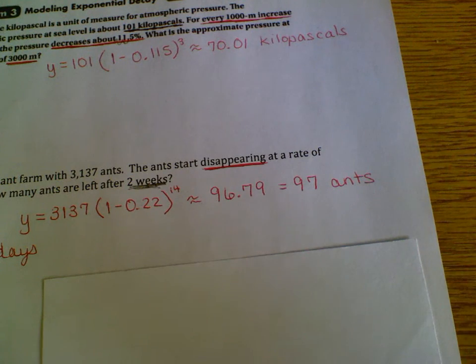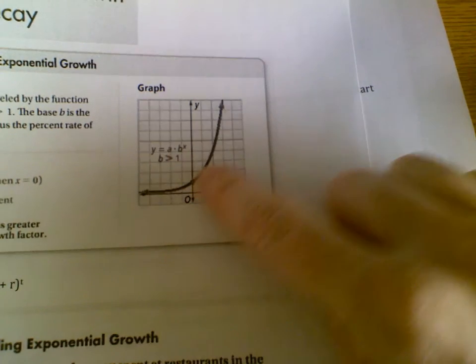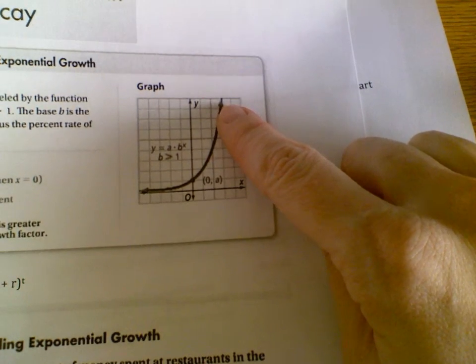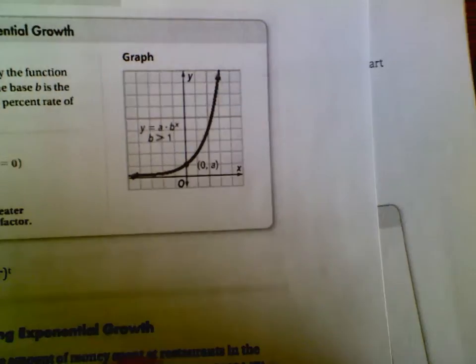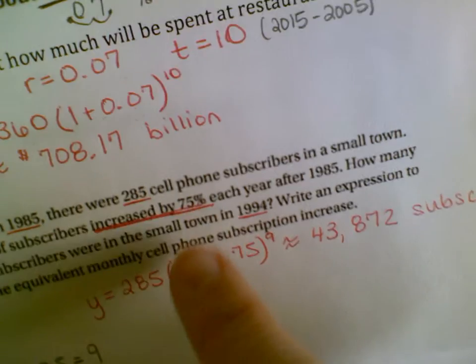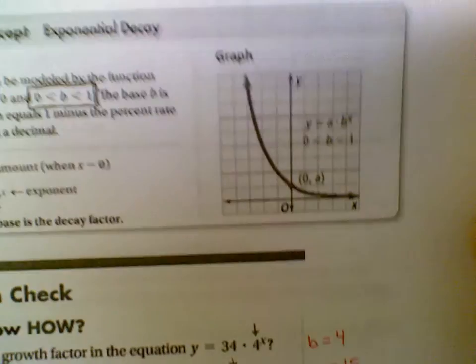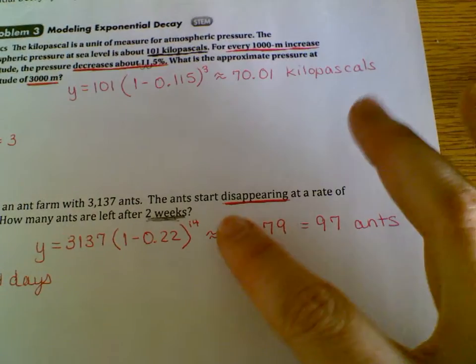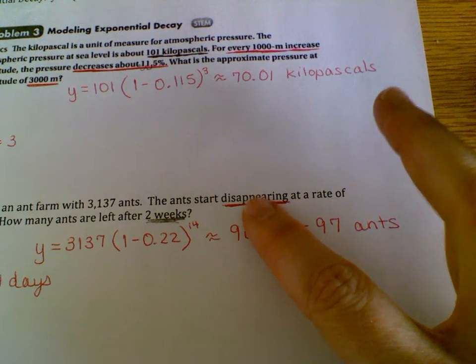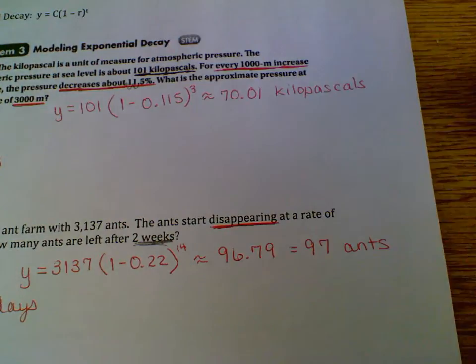Okay, exponential growth, exponential decay. Exponential growth is going to be increasing as a graph left to right. I also know that in my wording that it's going to be talking about increasing, it's going to be talking about going up, so that's how I know I'm growing. If I'm doing exponential decay, my graph is going to decrease from left to right. And then also in my story problems, I'm going to look for words that show that it's going down, so disappearing, decreasing, declining, something like that.